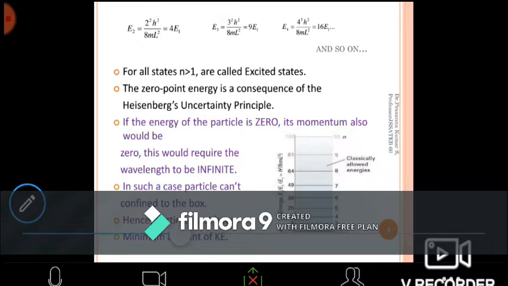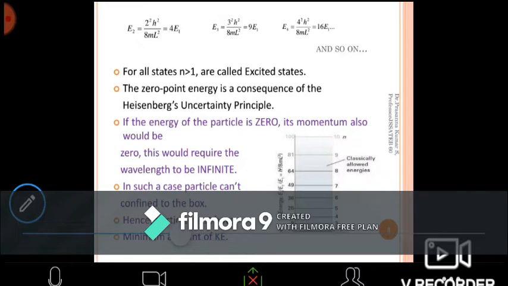Zero point energy is a consequence of Heisenberg's uncertainty principle. For example, assume that the particle has energy 0. Since E equal to Pc, where c is the velocity of light, if energy is 0 then momentum is also 0 in order to balance the equation. If the momentum is 0, then from de Broglie's wave equation, lambda equal to h by p, so p is equal to h by lambda. So lambda is 0 here, and something divided by 0 gives infinite.